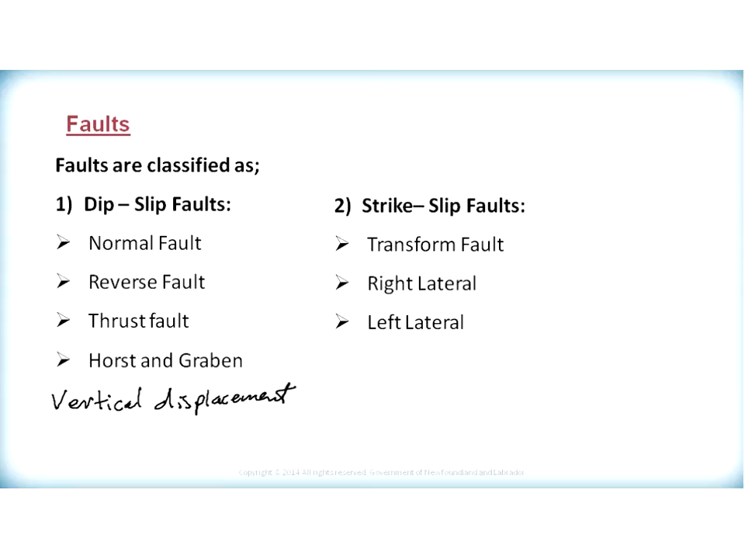Whereas when we look at strike-slip faults, one example of a strike-slip fault would be a transform fault. And transform faults can either be right lateral transform faults or left lateral transform faults. And when we look at the different types of strike-slip faults, we see no vertical movement.